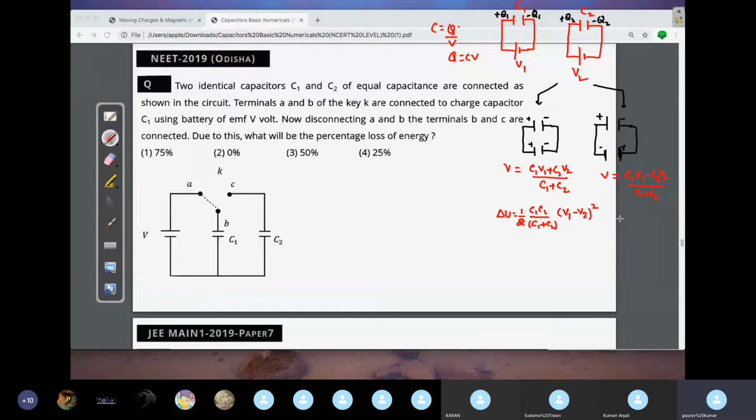And here the formula that you have: delta U is half times C1 C2 by C1 plus C2 into (V1 plus V2) the whole square. This is what you should always keep in mind. If you want, you can take the screenshot. For JEE and NEET, you can take it like this.